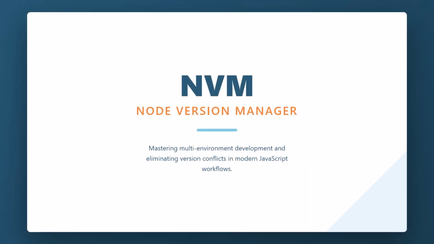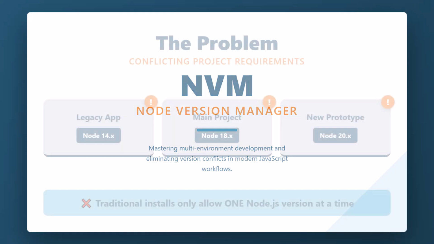One of the most used skills as a web developer is Node.js. But what do you do whenever you have multiple versions of Node used across multiple projects? This brings us to NVM, Node Version Manager. This is used to master multi-environment development and eliminates version conflicts within modern JavaScript workflows.